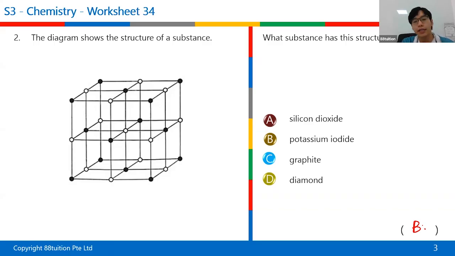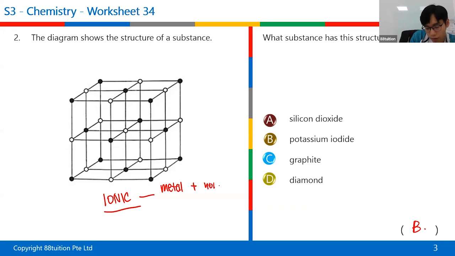Every time you see this type of very cute structure, this is usually ionic. Ionic compounds have this type of structure. To tell the formula of an ionic substance, they are usually made up of a metal plus a non-metal. So in this case it's B, because this one is a metal and this one is a non-metal. I'm going to label them M and N, metal and non-metal.